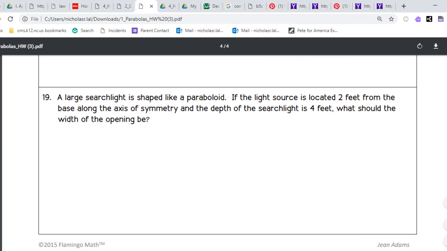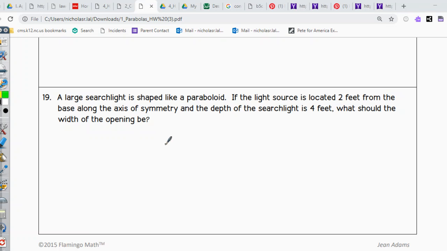All right. So a searchlight is shaped like a parabola. The light source is located 2 feet from the base along the axis of symmetry, so that's where the focus is. And the depth of the searchlight is 4 feet. What should the width of the opening be? Okay. We have to draw it.